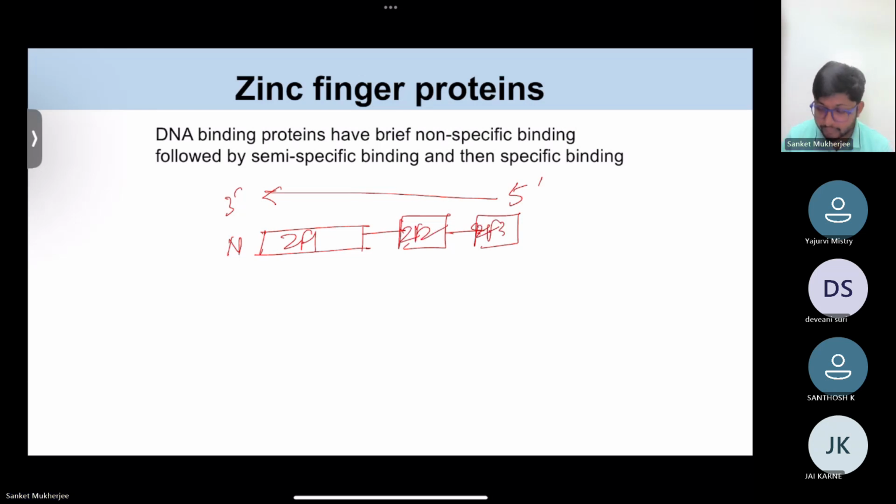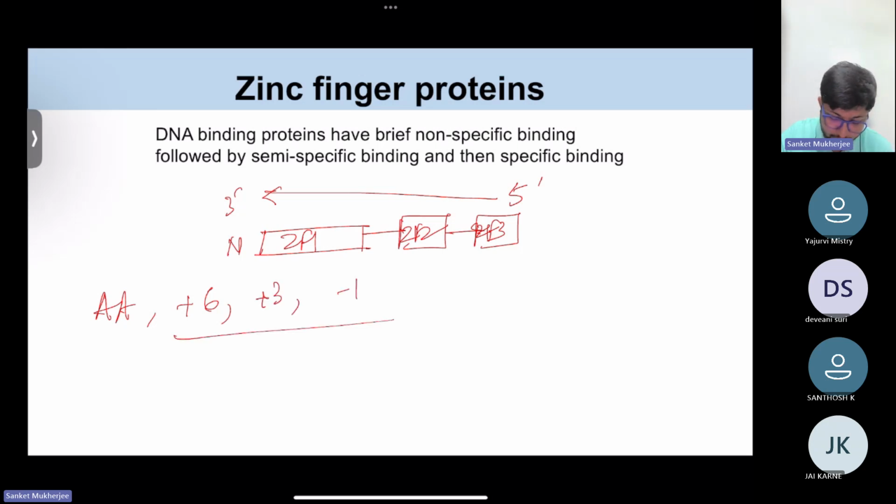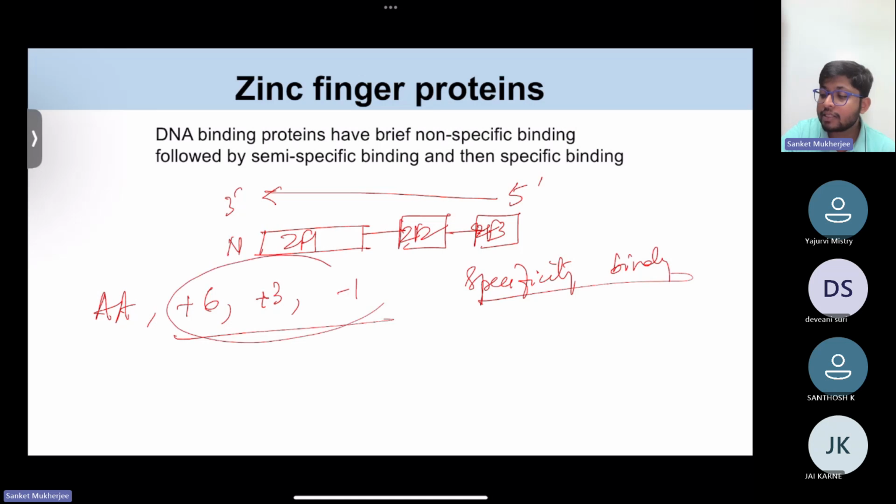Out of these zinc finger domains, the amino acids present at positions 6, +3, and -1 of the zinc finger domain are responsible for specificity of binding. So based on these three amino acids, it will bind to three nucleotides, for example, based on whichever amino acid is present at these positions.